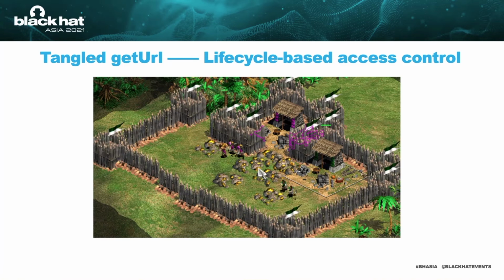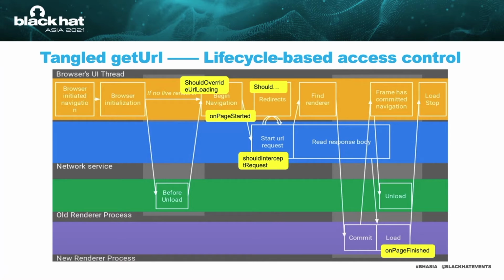The first one, lifecycle-based access control. Lifecycle-based access control gets the URL from the lifecycle callbacks like shouldOverrideUrlLoading and onPageStarted. These callbacks will be invoked by WebView during the lifecycle of a navigation from different modules and send the URL of the current navigation page. But this mechanism is proved to be insecure because these callbacks are not concurrent.